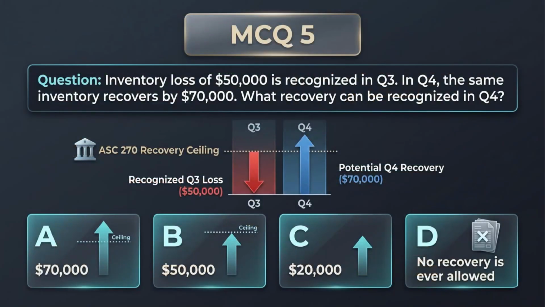MCQ 5 tests the inventory recovery cap. A $50,000 inventory loss is recognized in Q3 and the same inventory recovers by $70,000 in Q4. The question is not whether recovery is allowed at all. The question is how much recovery is allowed.